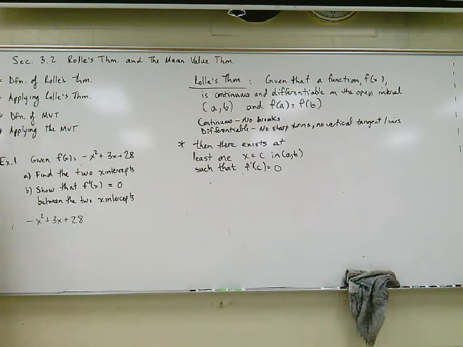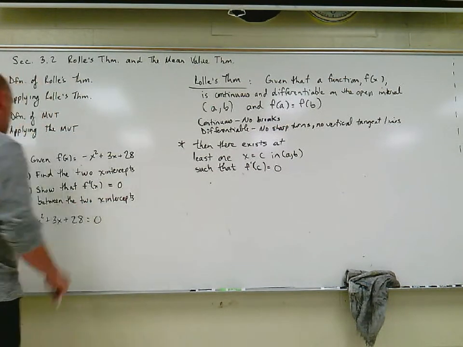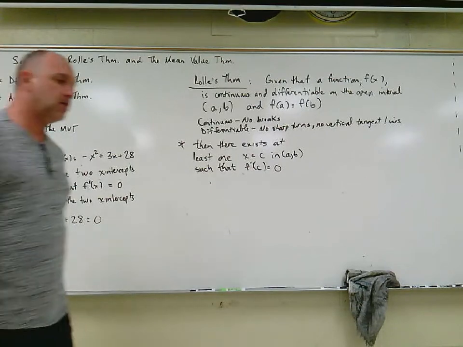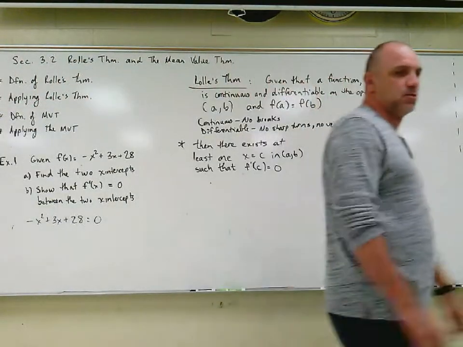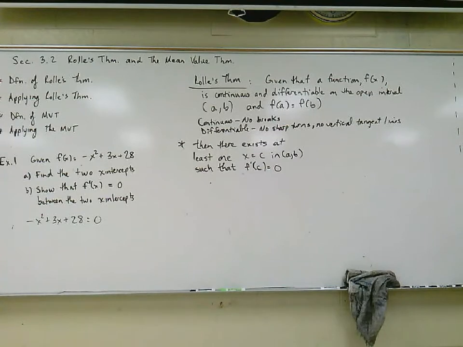We have to set it equal to what? 0. So go ahead, set it equal to 0. I would probably factor out a negative and go from there and see if you can get the two x-intercepts in a matter of seconds. I think you can work this fairly quickly.